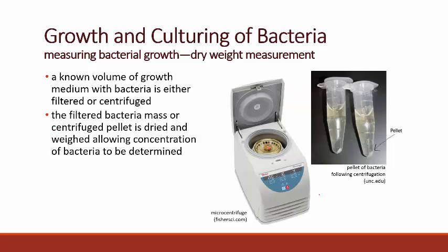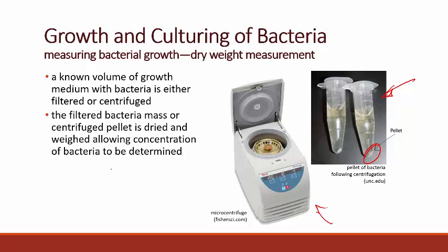Okay, so finally, here we are with the last one, would be to use a dry weight measurement. So you take a known volume of growth medium with the bacteria, and you either filter it or you centrifuge it. So one way or the other, you collect all of the bacteria on a filter, or you can put it in a centrifuge. This is a microcentrifuge, and it uses these little microcentrifuge chambers. You put in a known volume of your growth medium. You can spin that puppy really, really fast for a couple of minutes usually, and that forces all the bacteria down to the bottom in this little pellet here.